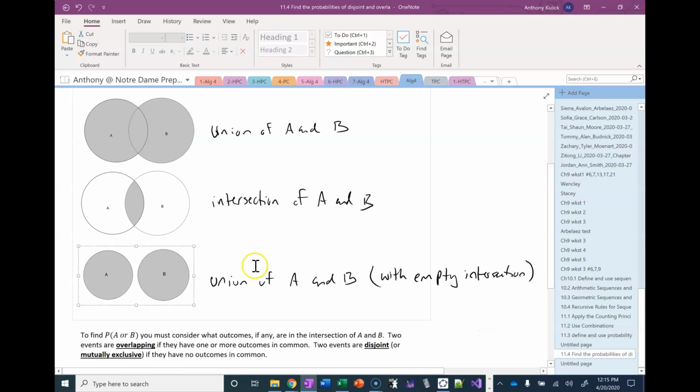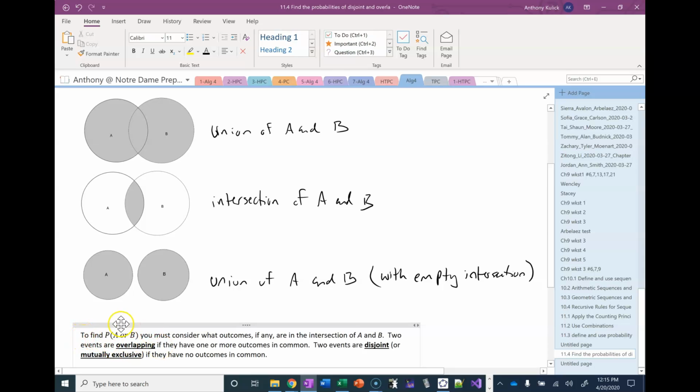Now you might be asking, do all events have an intersection? Well, no. Sometimes if you have events A and B, they may not overlap at all, and they may have nothing in common. So the union of A and B include nothing in common. This has an empty intersection. Notice there's no overlap between these two events. So we have a little bit of vocab.